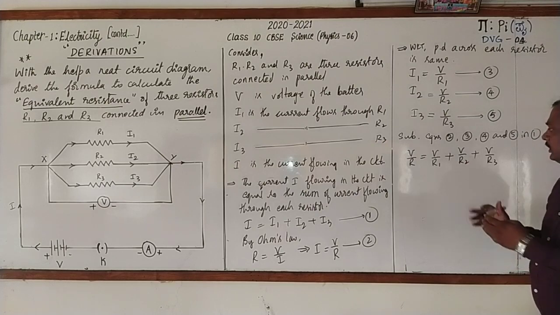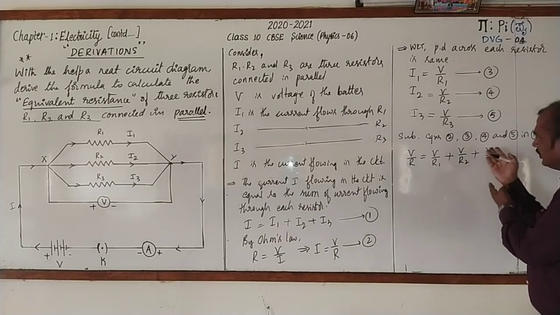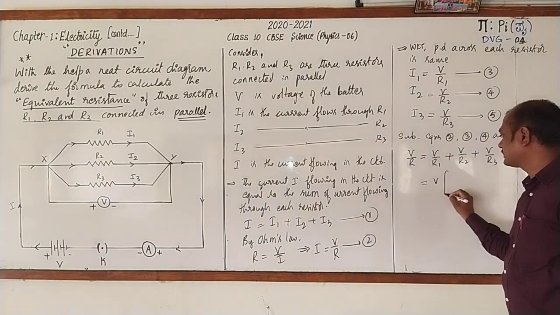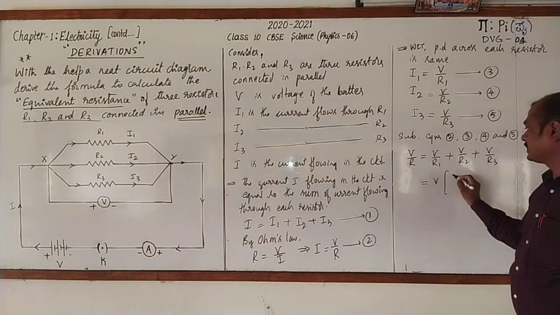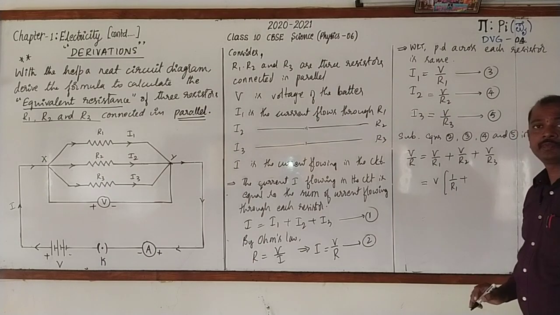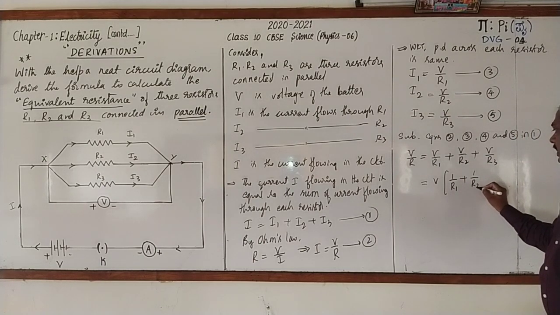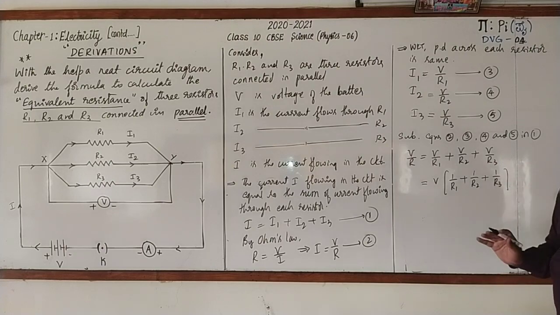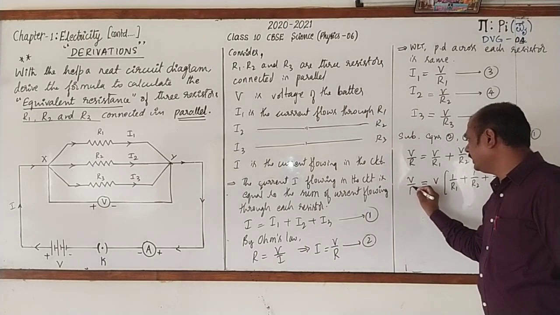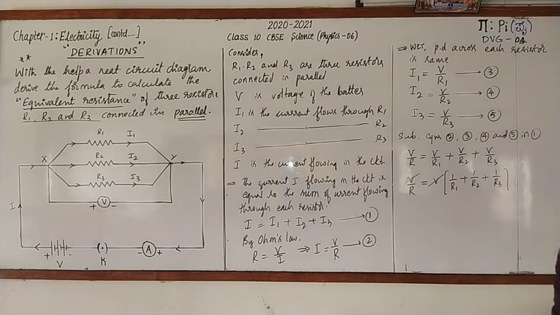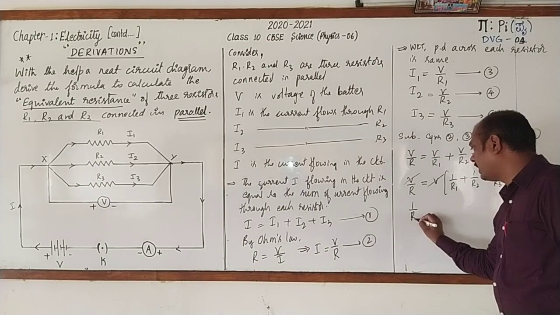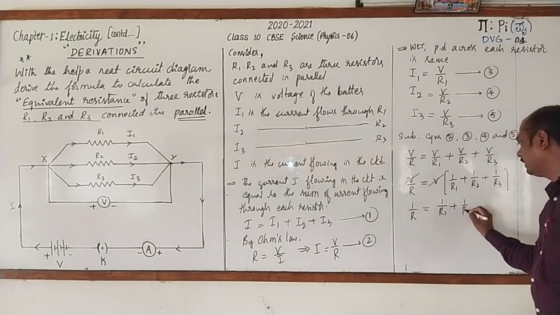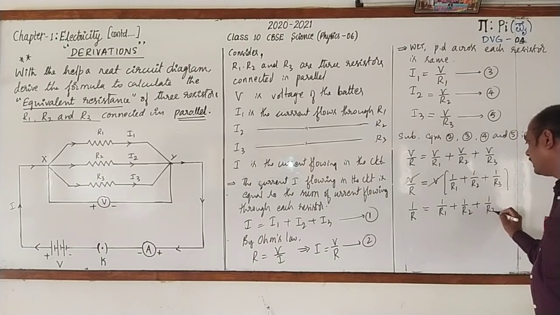Clear up? Then you can observe that in the RHS, in the numerator, V is common. I go for taking V as common factor. What will remain? In the first term, 1 by R1. Second term, 1 by R2. Third term, 1 by R3. Clear up? In LHS, V by R is there. Now V and V get cancelled. So 1 by R is equal to 1 by R1 plus 1 by R2 plus 1 by R3.